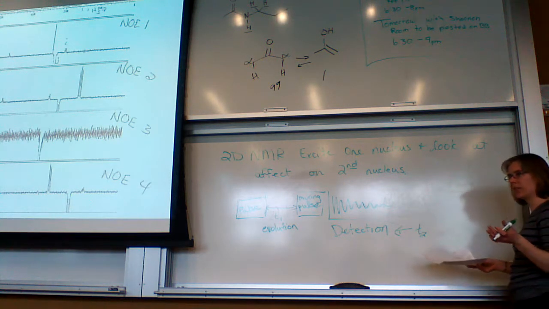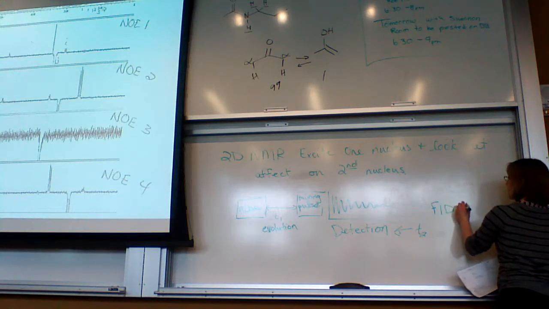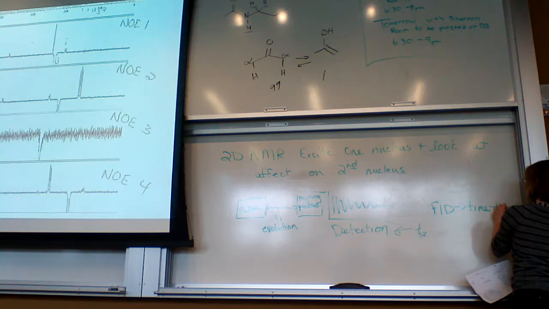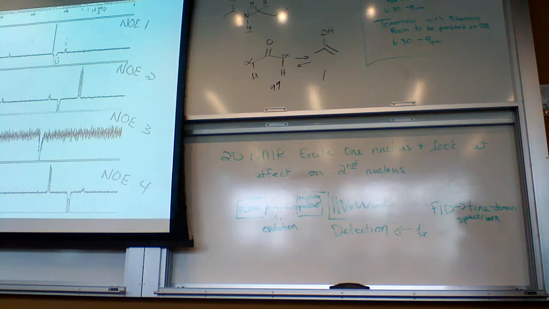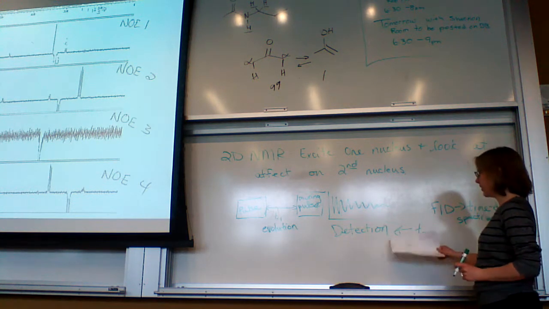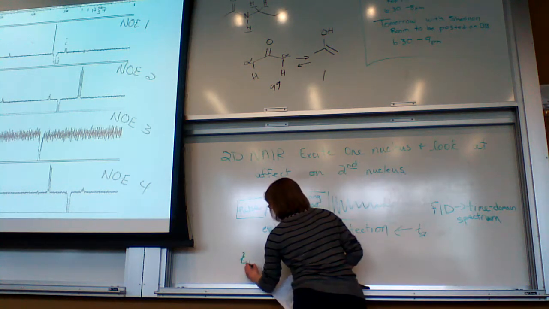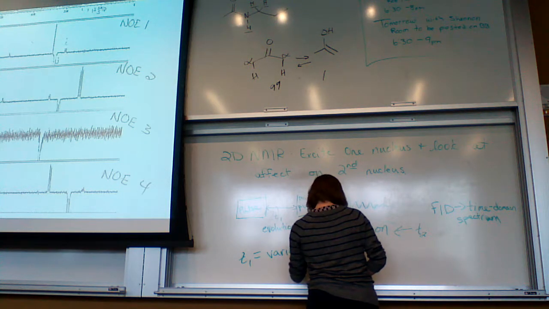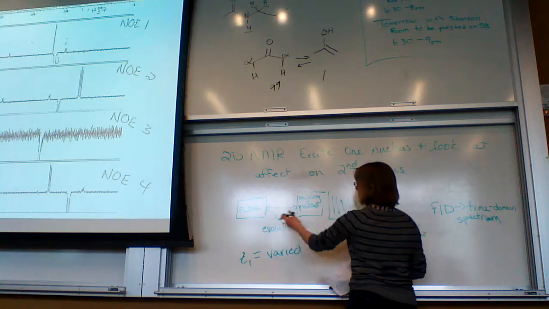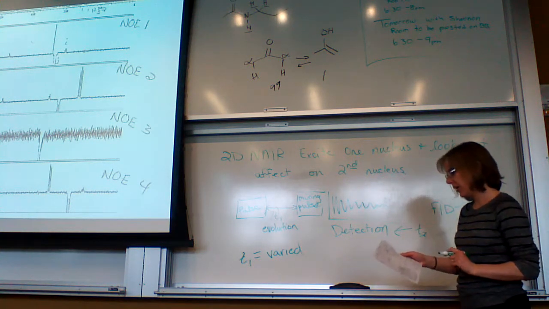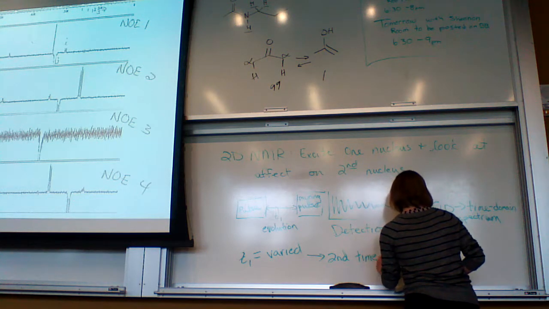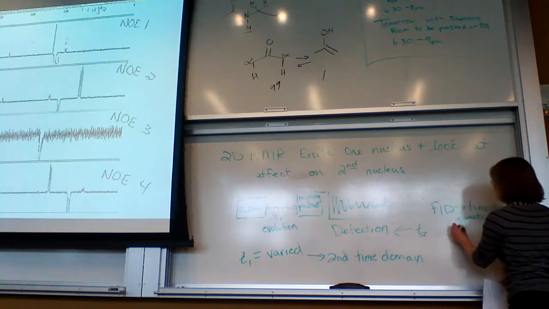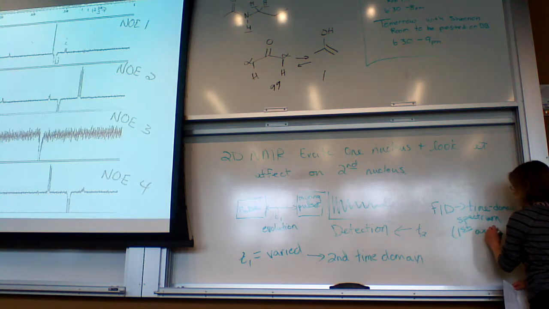The way this is 2D, we have our first, our normal time domain spectrum, right? We convert the FID into a time domain spectrum. So that would be our 1D NMR. The 2D NMR takes a bunch of these, but they vary time 1. So T1 is varied in the 2D NMR. You take a series of these with different T1 times, and then you get a second time domain. So now we have two axes, one here and one here.